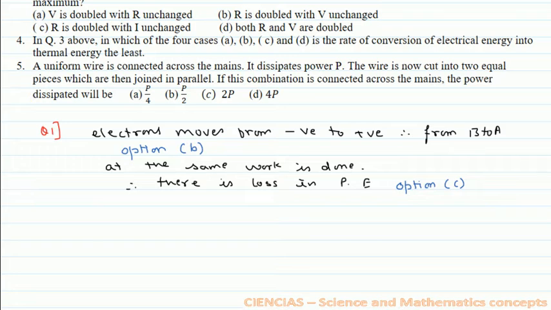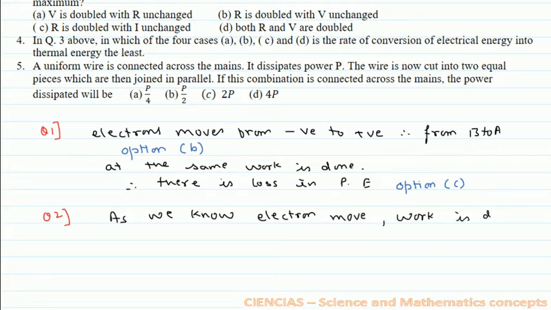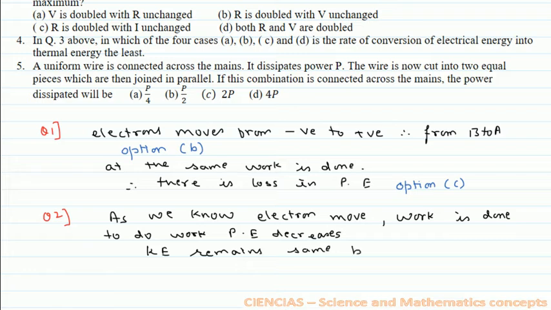Now we see for this part, as we know, when electrons move or when charge moves, work is done, and to do work, potential energy decreases, kinetic energy remains same, because electrons move with constant drift velocity.